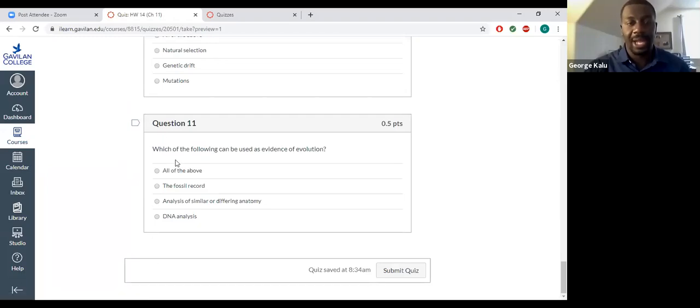And then the last one, which of the following can be used as evidence of evolution? We have the fossil record, analysis of similar or differing anatomy, DNA analysis, or all of the above. Exactly, all of the above. Perfect. So all these can be used as evidence of evolution. Okay, so that was the homework.